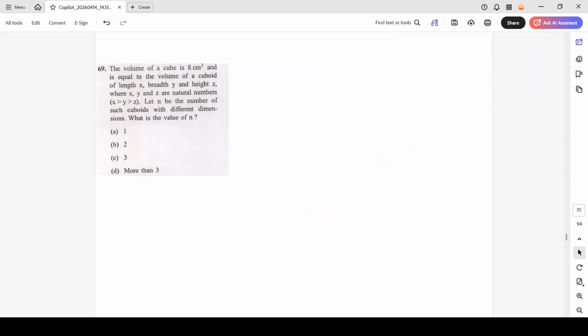Now move on to the next question. Question number 69. The volume of a cube is 8 centimeter cube. We have been given the volume of a cube is 8 centimeter cube. That means a cube is equal to 8 centimeter cube, and equal to the volume of a cuboid of lengths x, y, z. That means this is also equal to x into y into z.